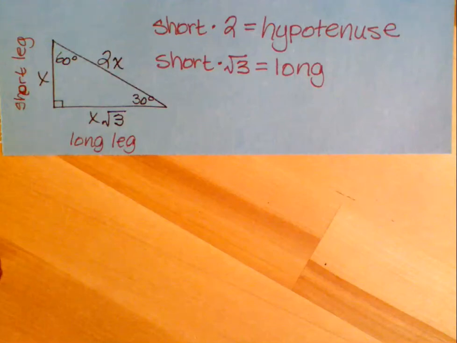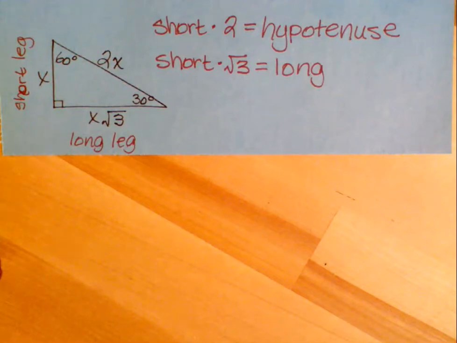In today's video, we're going to be looking at how we use the relationships present in a 30, 60, 90 triangle to find the lengths of missing sides. So in this problem, or in any of the problems of this type, you're going to be given the length of one of three things.